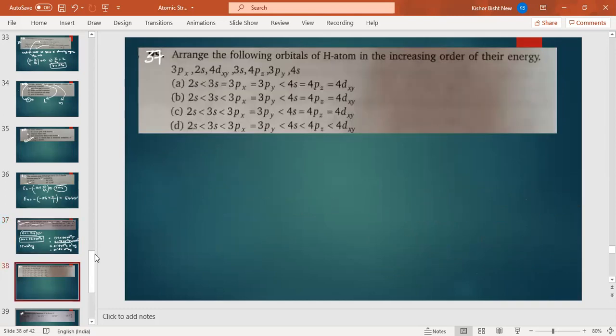Come to next. Arrange the following orbitals of hydrogen atom in increasing order of their energies. Please remember, if the shell is changed, then only the energy will change. Otherwise, it will remain the same. Here 3s, 3p, 3d are all equal, 4s, 4p are all equal, and 2s is less. Here you see this is not correct. This is the correct option, because all are in the same shell, so their energy is also the same for hydrogen.